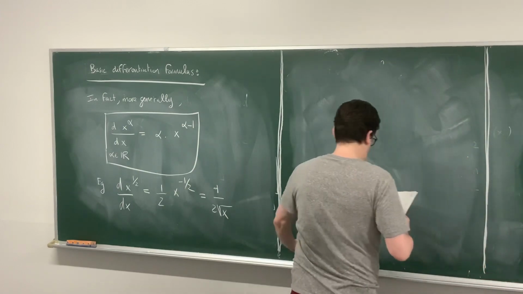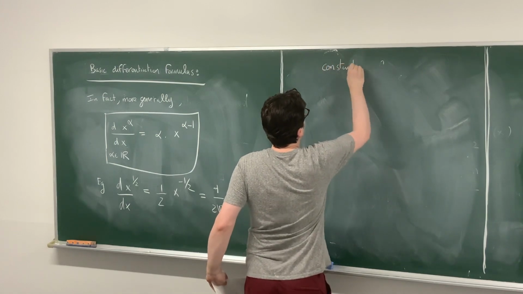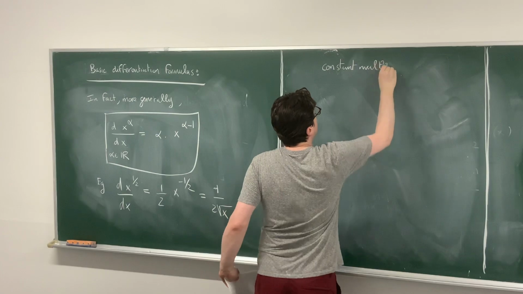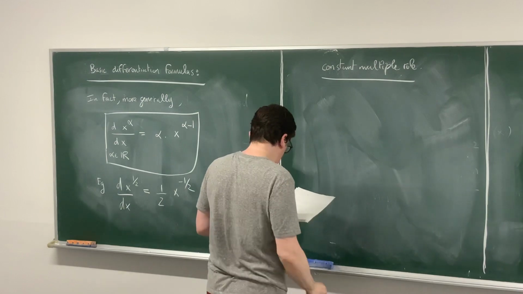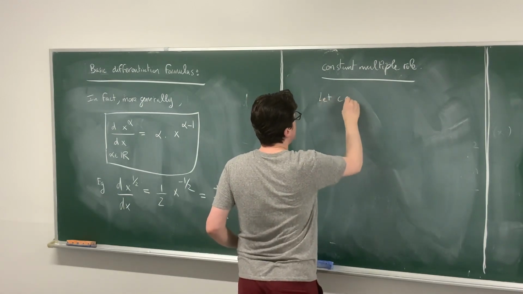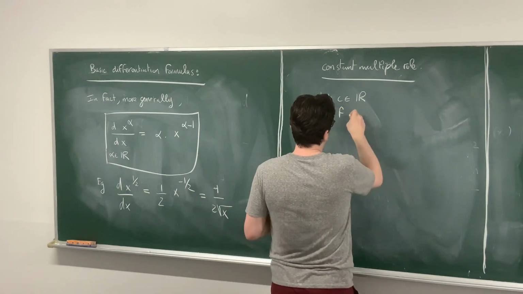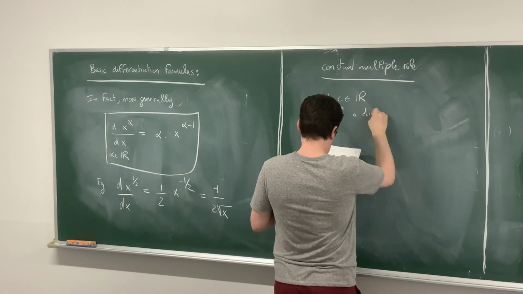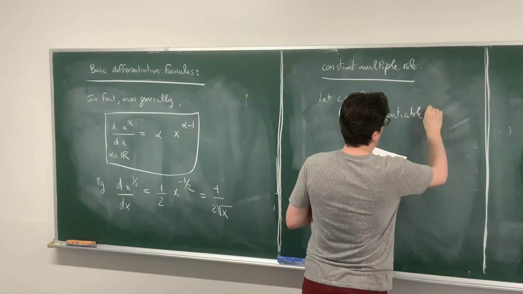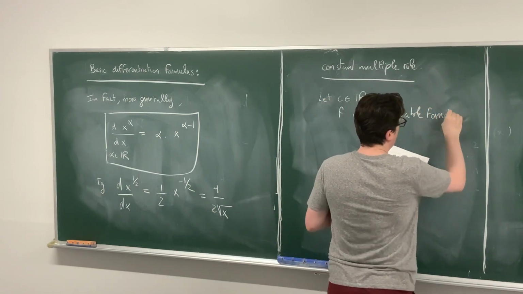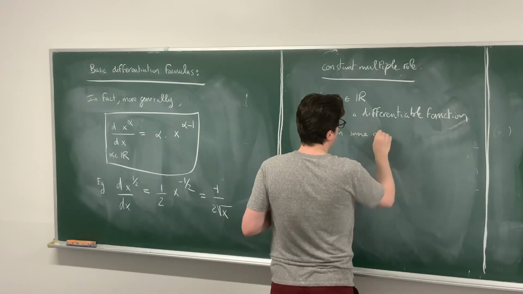Okay, now next formula. What is the constant multiple rule? By this, I mean that I'm considering C a constant, a real number, and f a differentiable function on some open interval.